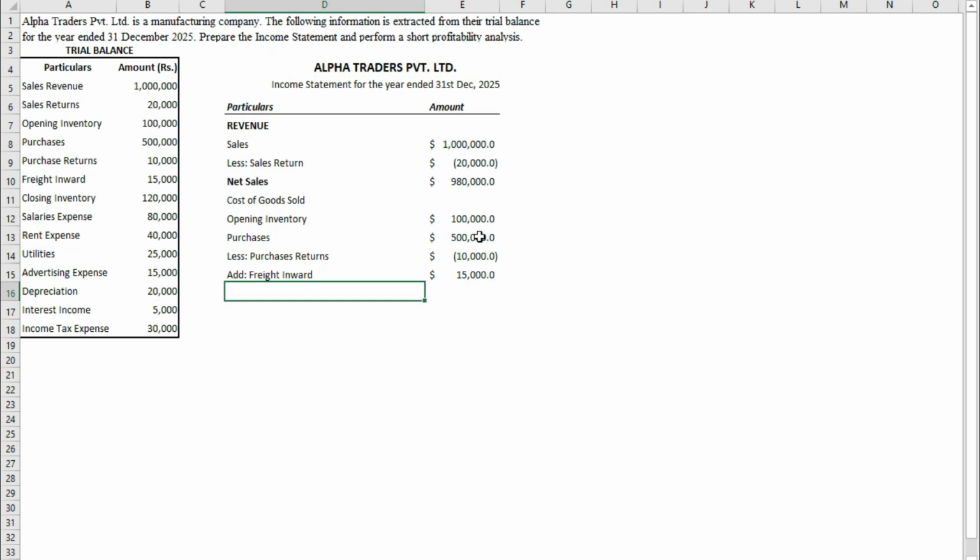Now we'll also less again the closing inventory. Now the question is why? Because these goods are unsold and still on hand at year end. They should not be charged as an expense this year. Instead, they will appear as assets in the balance sheet.